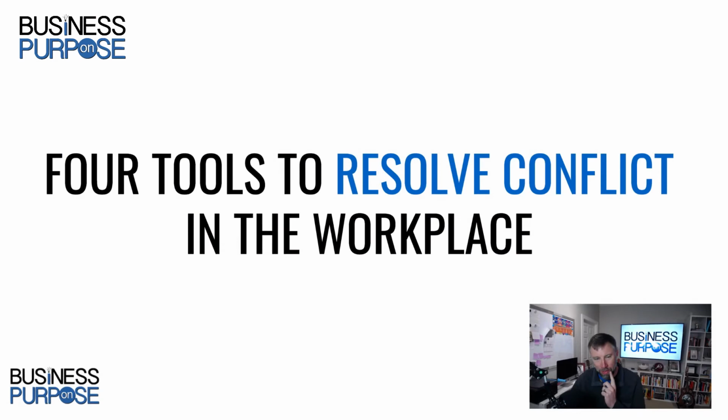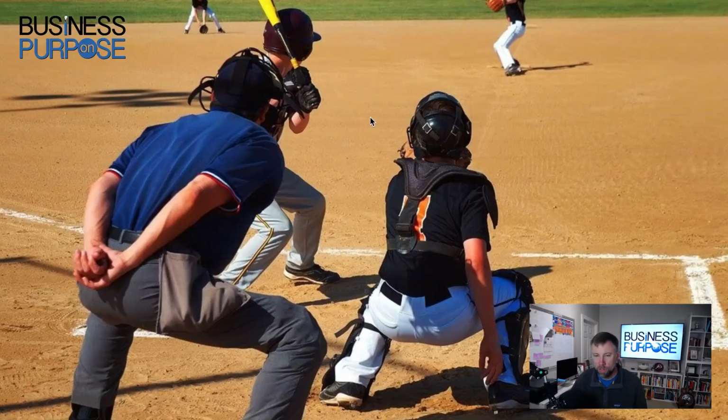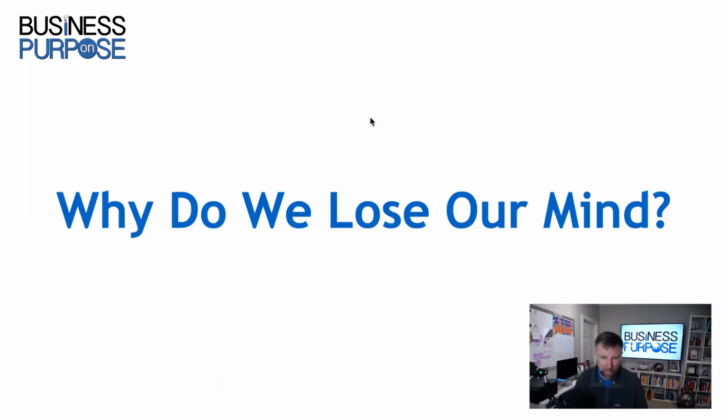So let's dive into these 4 tools. You know, it was silly. I was thinking back to our children growing up, and I remember there were a couple of times where grown adults, and maybe sometimes it was me, screaming at an umpire for a bad call at a t-ball game. Why? Why do we lose our mind and create conflict?